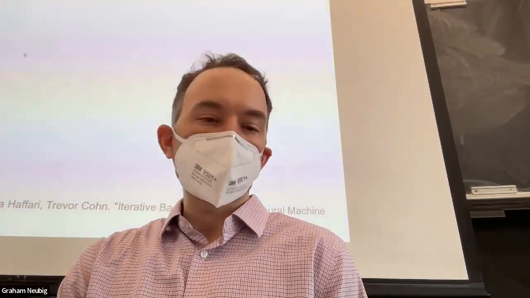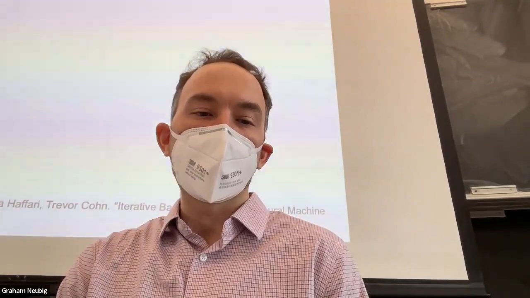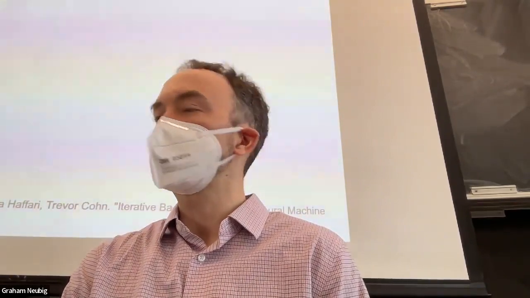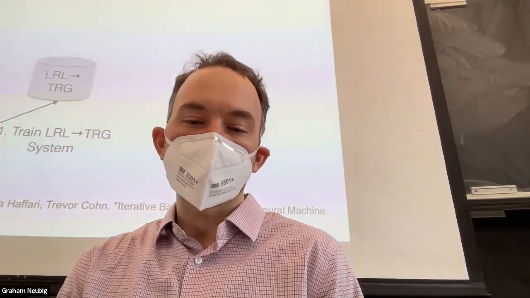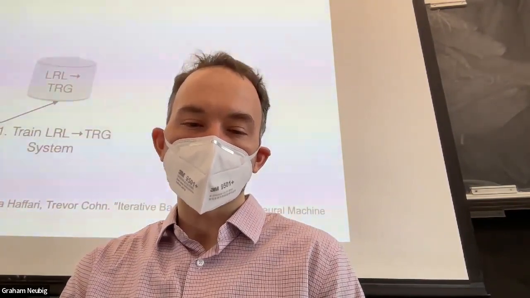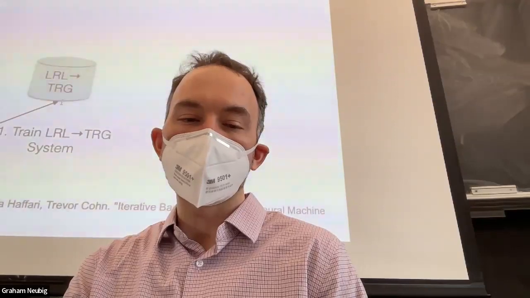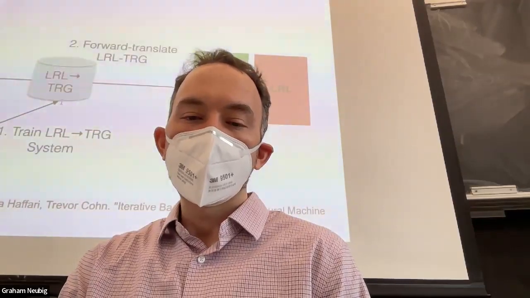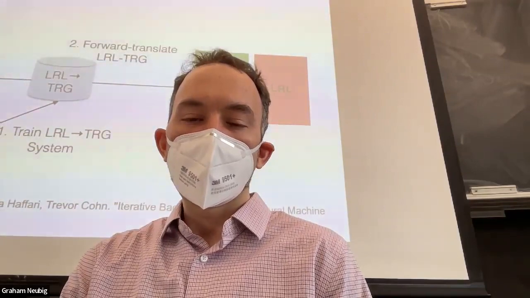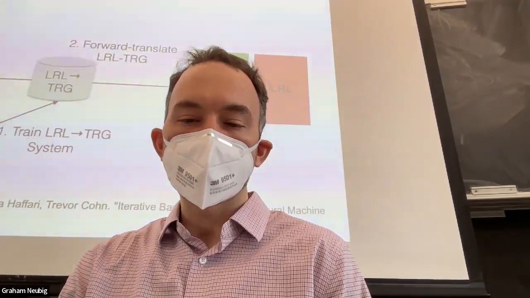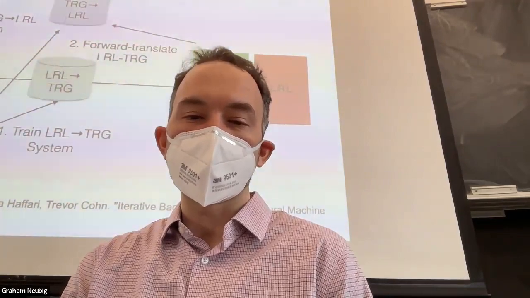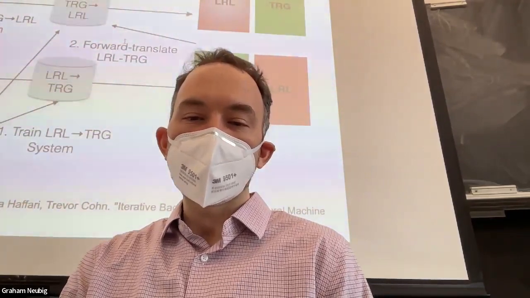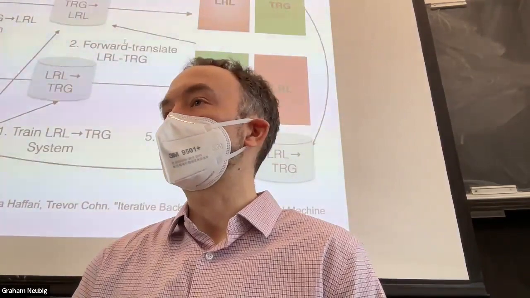There's also a method of iterative back translation. This is particularly useful when you have large monolingual data in both languages. And again, the idea is simple. You train a low resource language to target system first, so this is going in the direction you originally want to translate. You generate pseudo data with the target language. You use that to train your target to low resource language system. You back translate, and then use this to train your final system.